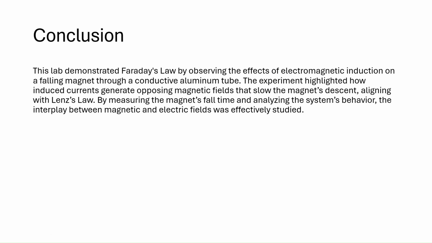In conclusion, this lab demonstrated Faraday's law by observing the effects of electromagnetic induction on a falling magnet through an aluminum tube. This experiment highlighted how induced currents generate opposing magnetic fields that slow the magnet's fall, which aligns with what we know about Lenz's law. By measuring the fall time and analyzing the behavior of the system, we can see how these two laws interact with each other, and we can see the relationships between changing magnetic field and the electric field in a real life scenario.